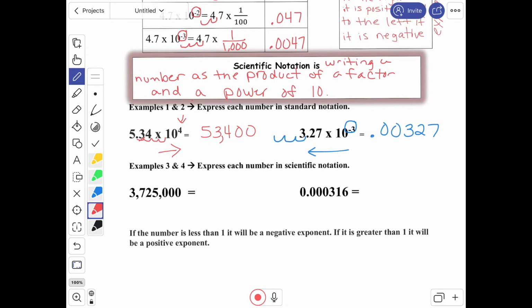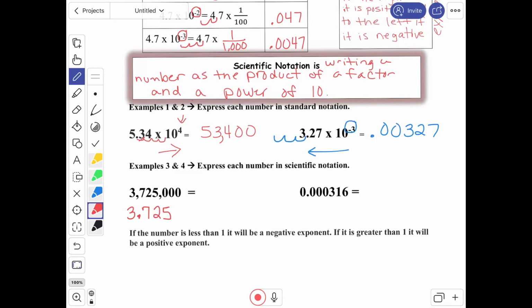Okay, now let's try starting with a number and writing it in scientific notation. When we write numbers in scientific notation, there's only 1 digit in front of the decimal. So I'm going to write it underneath. 3, decimal, 7, 2, 5. I'm not going to write the rest of the zeros, just the main part, the significant digits.